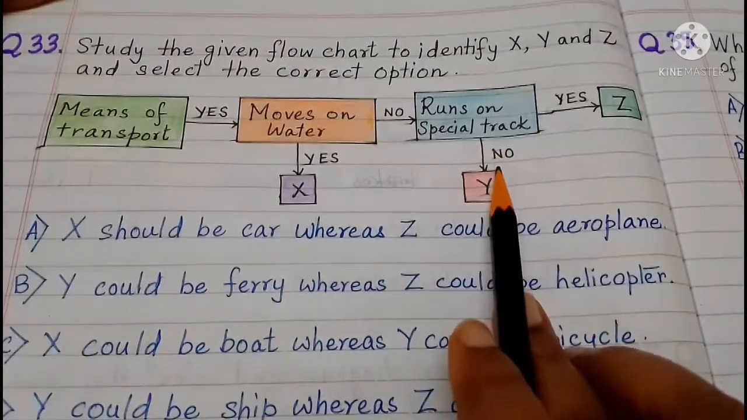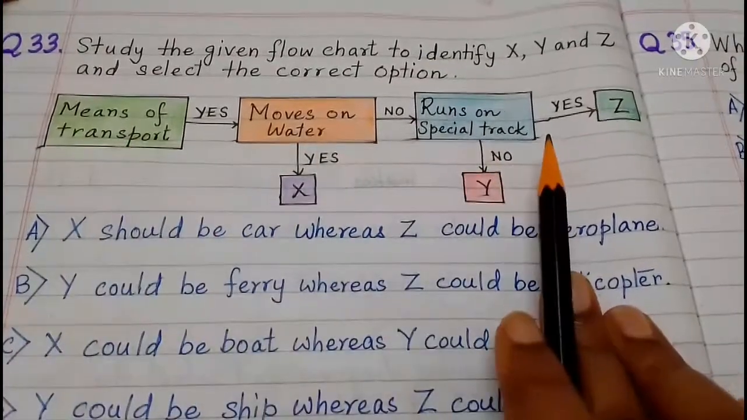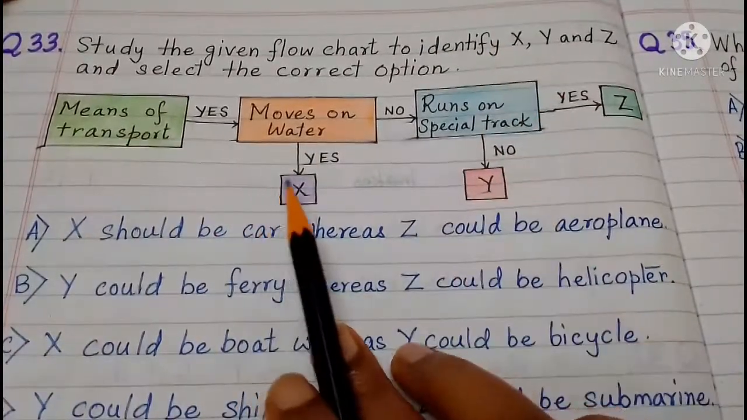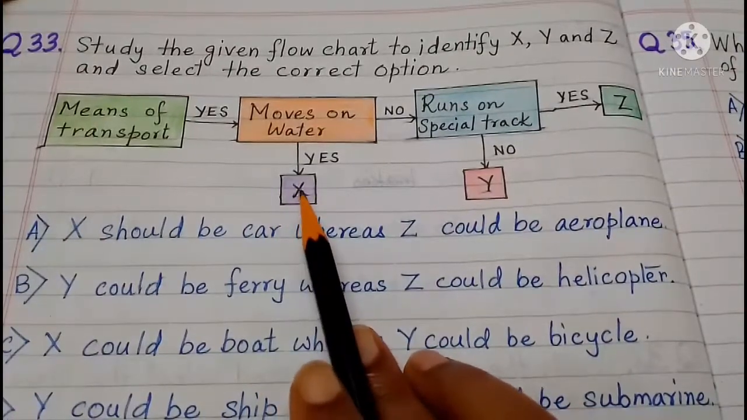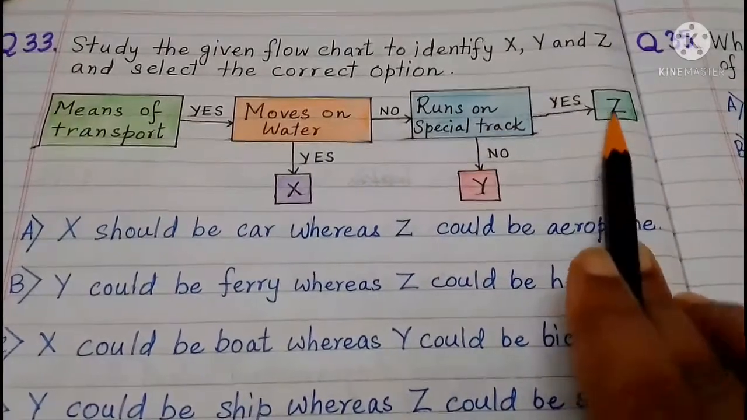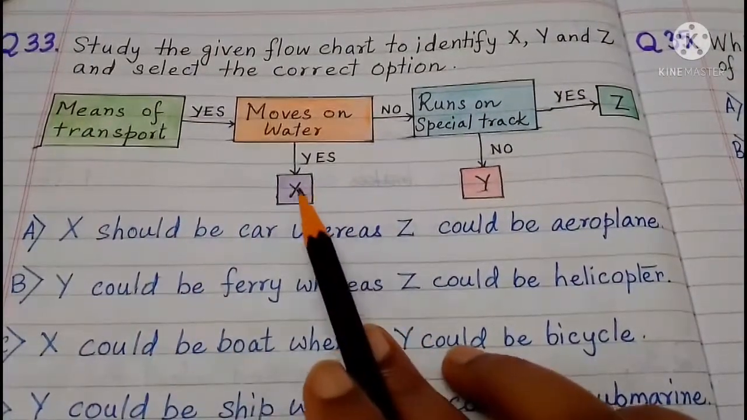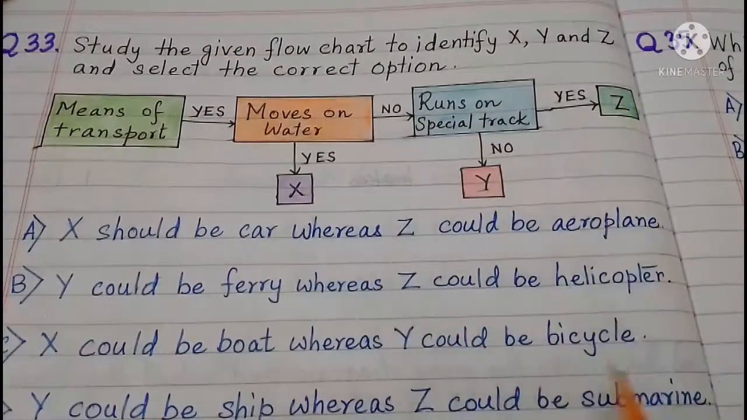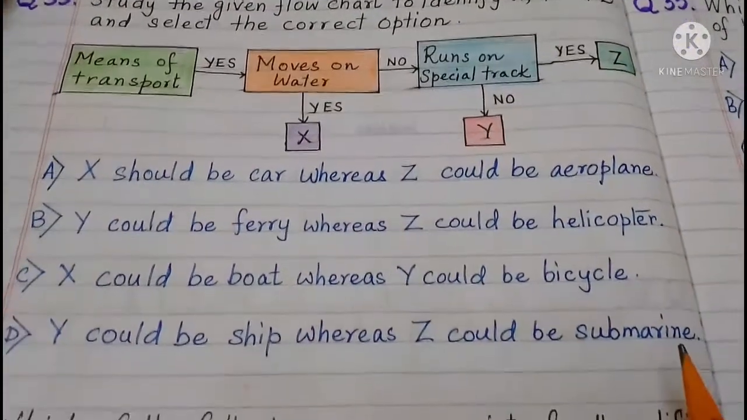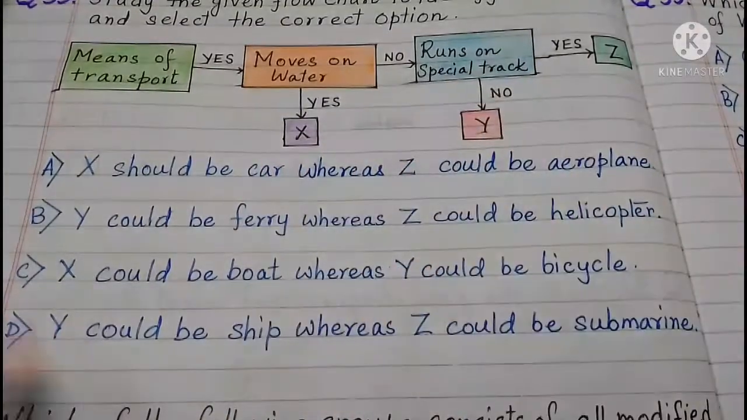Okay, so no is here. There is a no here, you can see. So this is the flow chart about some means of transport. Say this first means of transport is this one, second is this one, third is this one. Now we are given certain options regarding the names of X, Y and Z, from where we have to derive the actual names of these things X, Y and Z. Let's see the options.